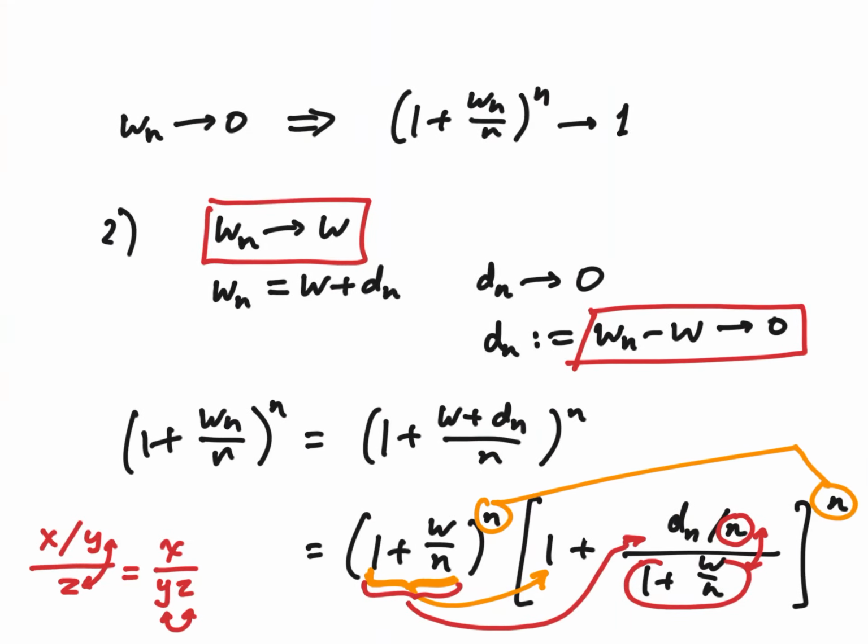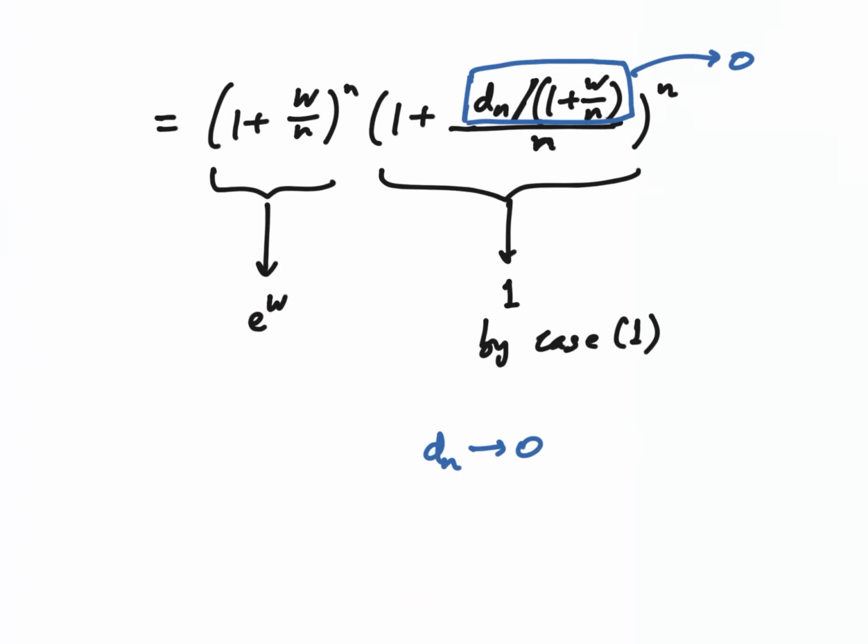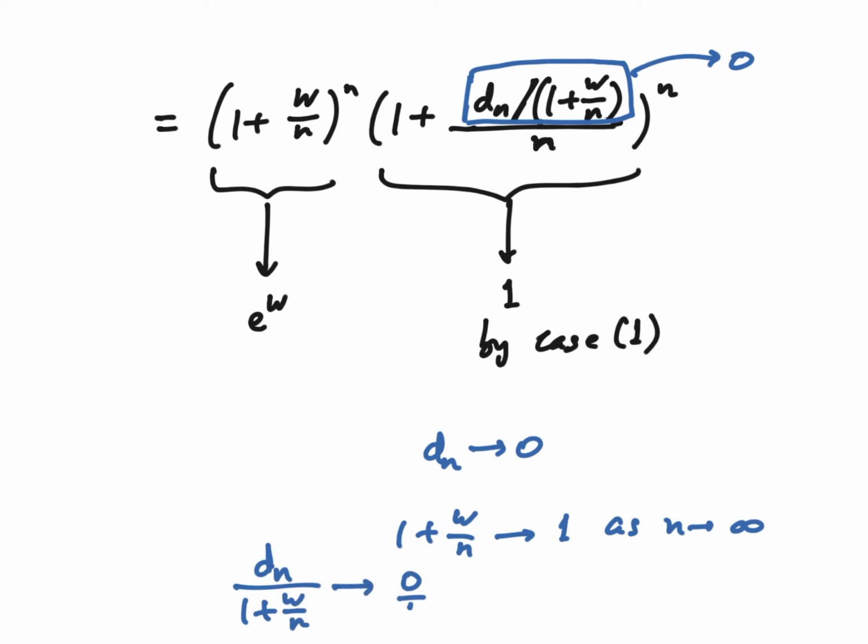Because dn approaches 0, as we said here. And then the denominator is just approaching 1 as n goes to infinity. So the fraction dn over 1 plus w over n is approaching 0 over 1, in other words, 0. Anytime you take something that goes to 0, divide it by n, add 1, and then raise to the nth power, that factor must go to 1.